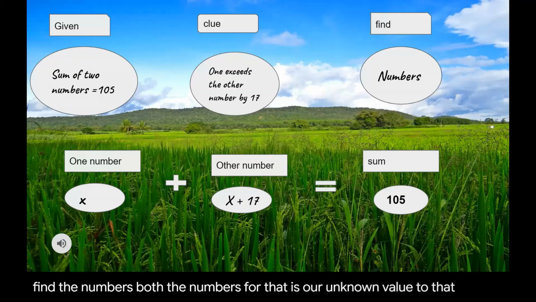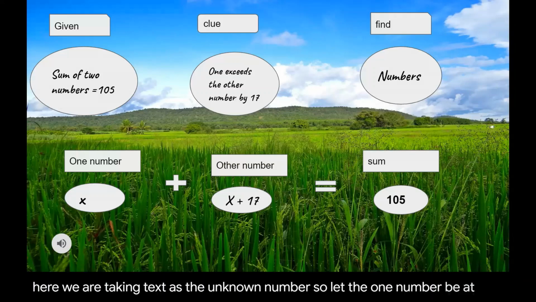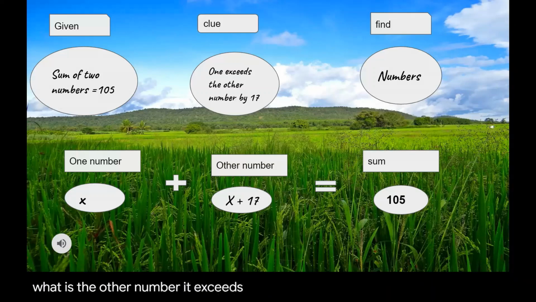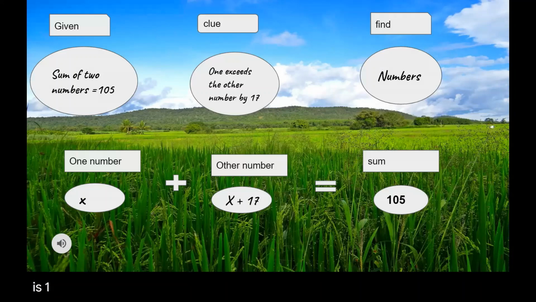So that unknown number we can put as a variable. So here what variable we can take? So here we are taking x as the unknown number. So let the one number be x. Then what is the other number? It exceeds by 17. Means x plus 17. Then what is the sum given? The sum is 105. So now we got the equation. Isn't it? So what is the equation? x plus 17 is equal to 105. It's very simple, isn't it? So now you can solve the equation.